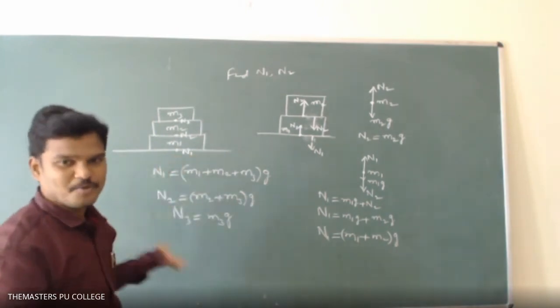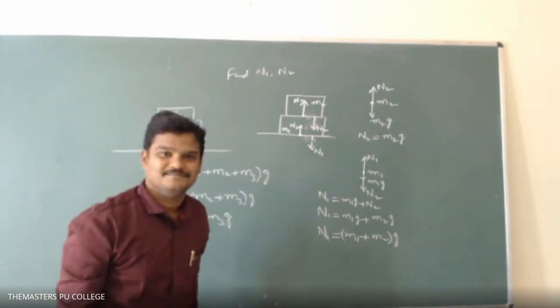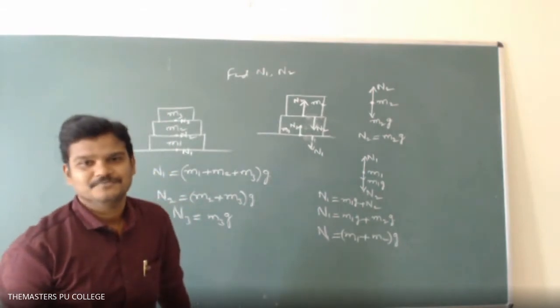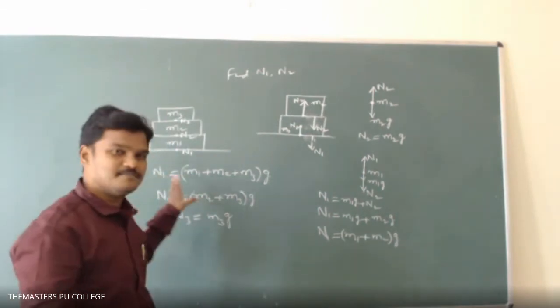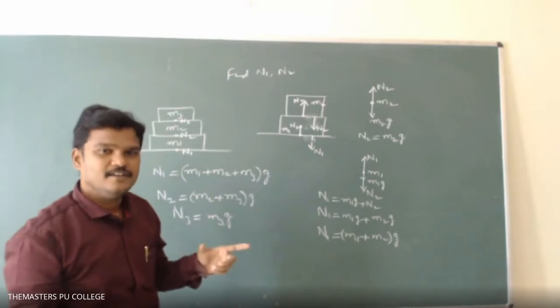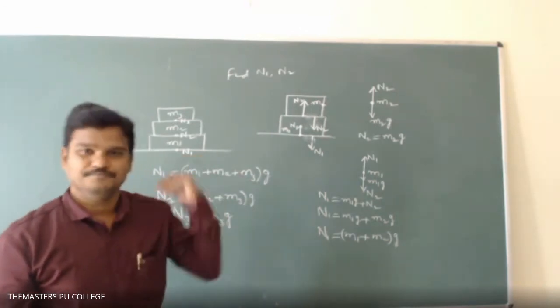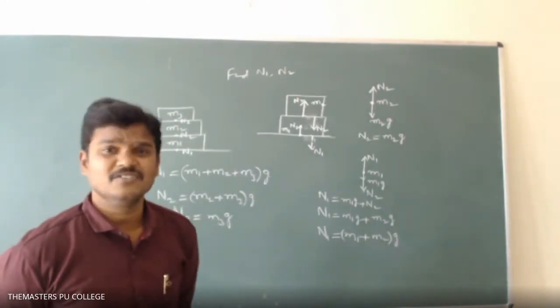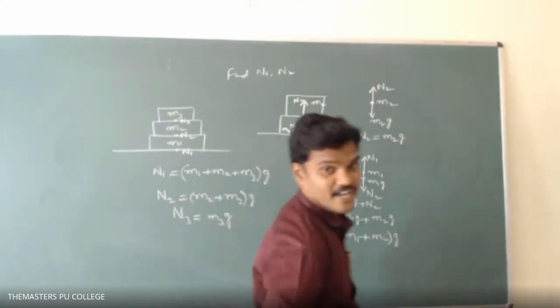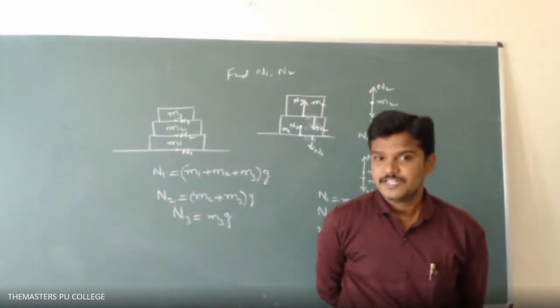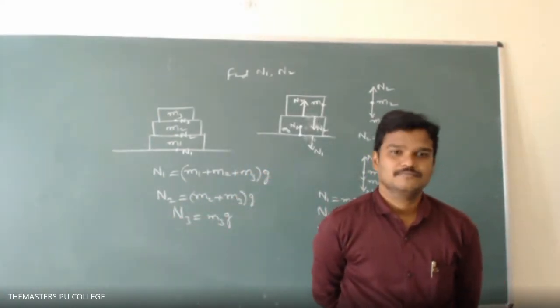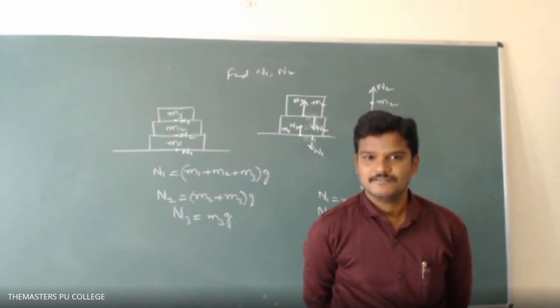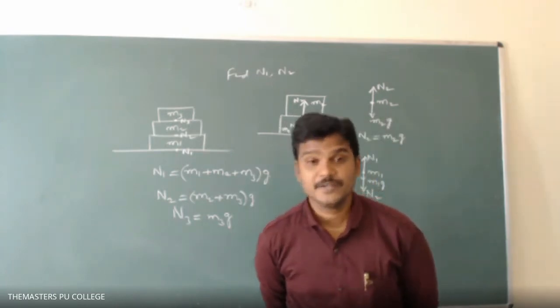If this system moves up with acceleration A upward, how do we get it now? Suppose this system is placed in a lift. If the lift moves up, what changes? G will change or not? G plus A will become, sir. Very good. In place of G, you write G plus A. If the same system moves down, wherever G is, there write G minus A. That way you try to learn it.